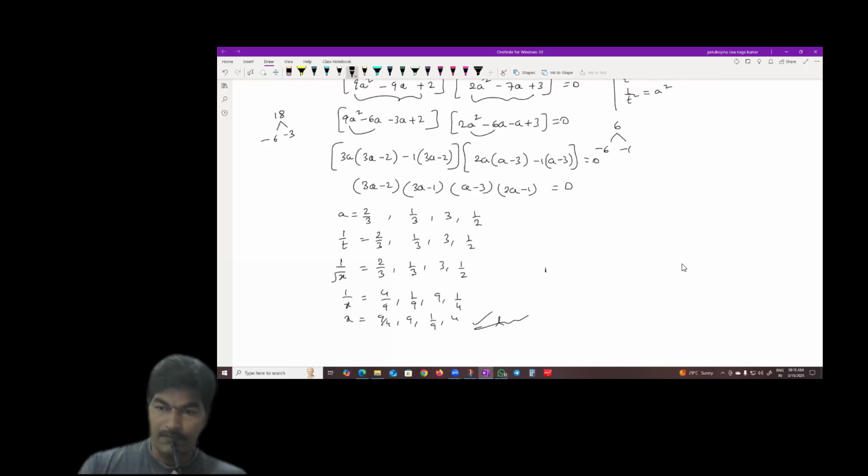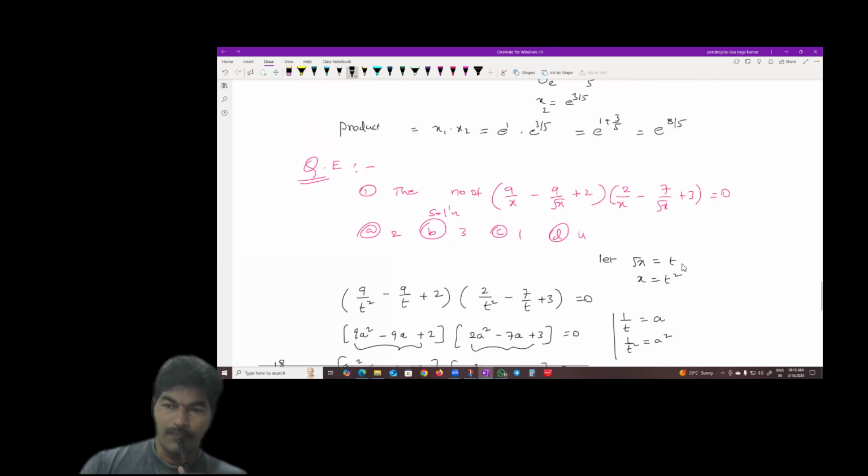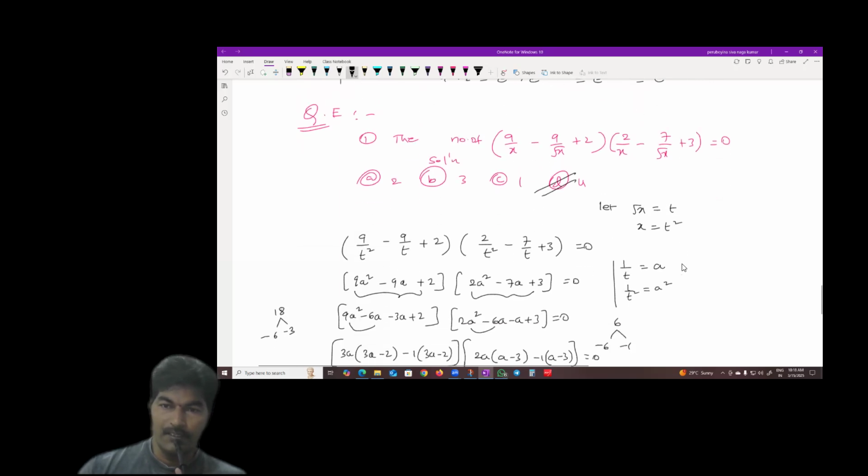So write down number of solutions equal to 4. Okay, so which option is correct? Option D is correct.